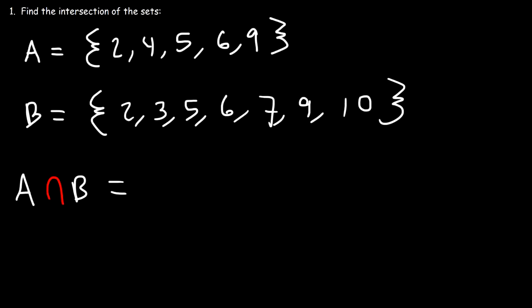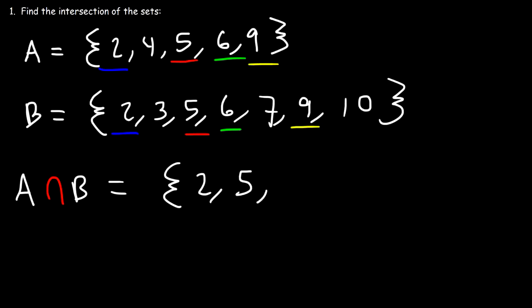To find the intersection, we need to find out which elements are common to both sets. So both sets contain a 2, a 5, a 6, and also a 9. So therefore, the intersection of sets A and B is 2, 3, actually not 3, but 2, 5, 6, and 9. And that's it. So that's how you could find the intersection of two sets.